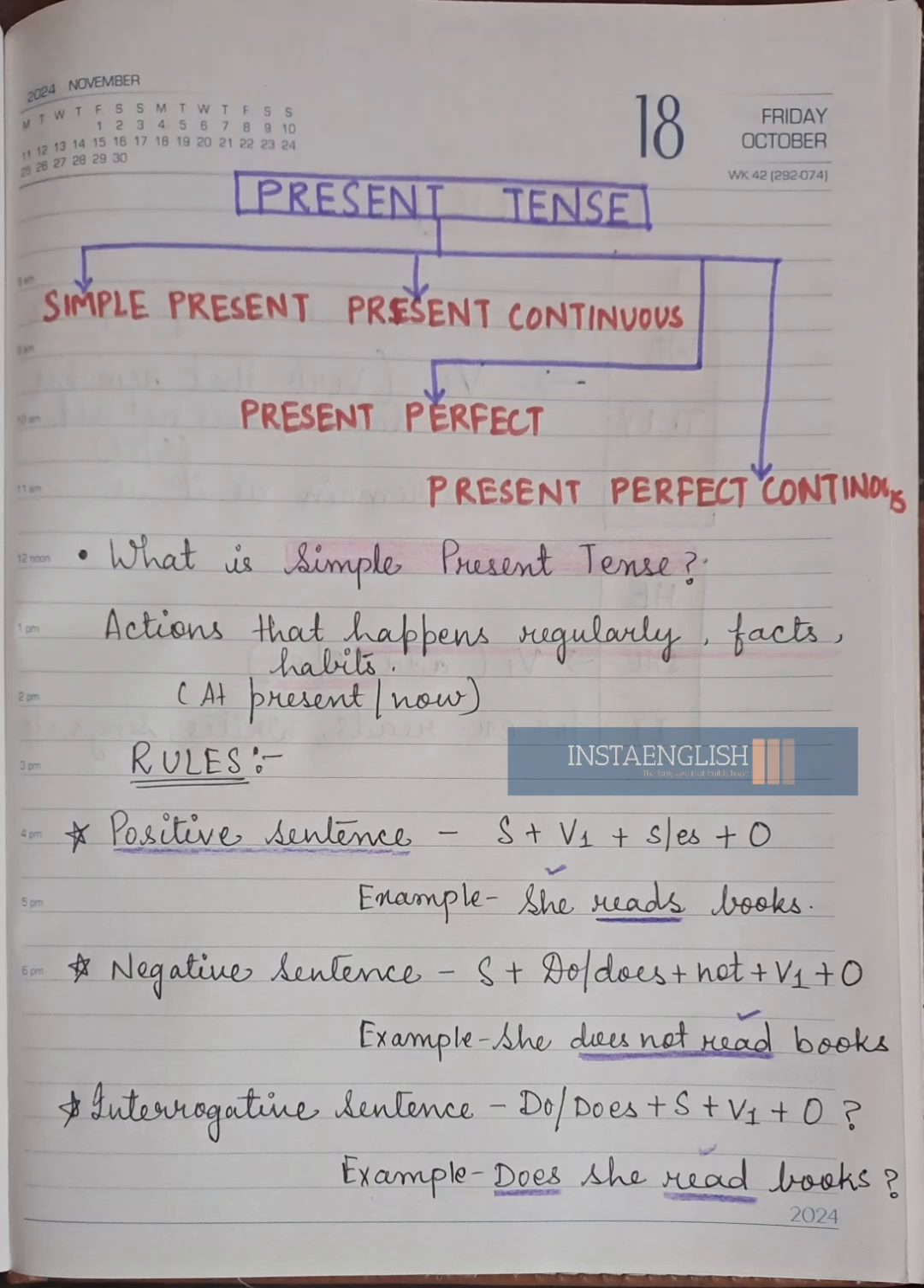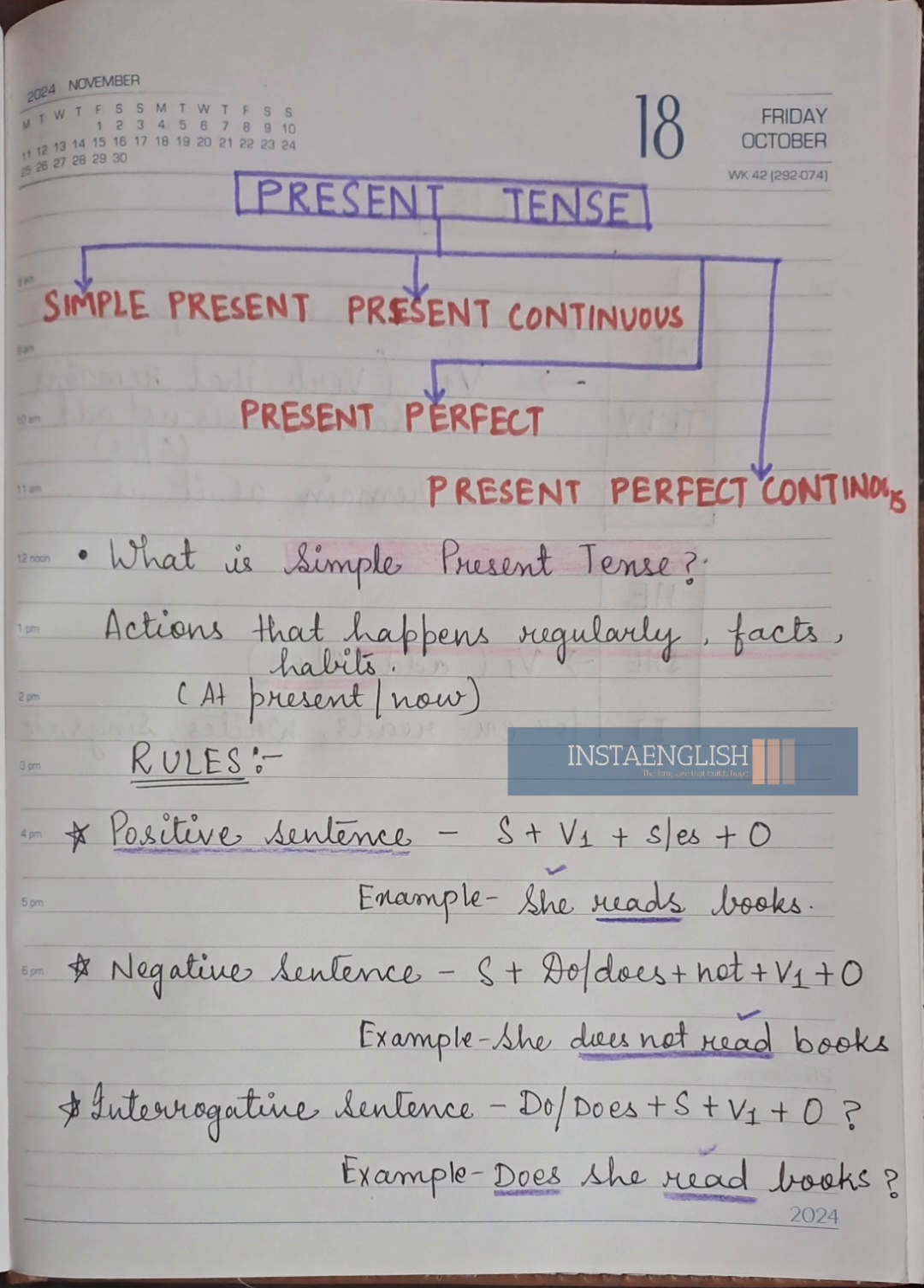Here you can see the chart of present tense. In this present tense, it contains 4 sub kinds of tense, that is simple present tense, present continuous, present perfect and present perfect continuous tense. So today we are going to have a brief study about simple present tense. So what is a simple present tense?